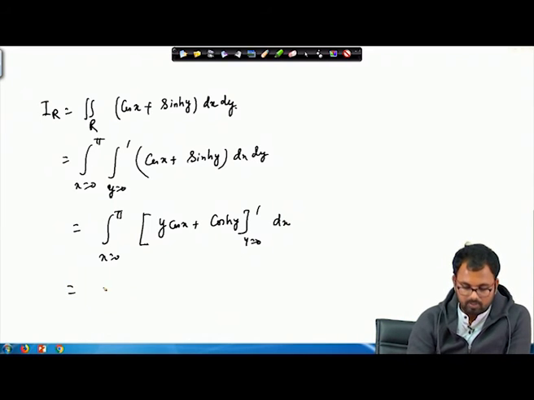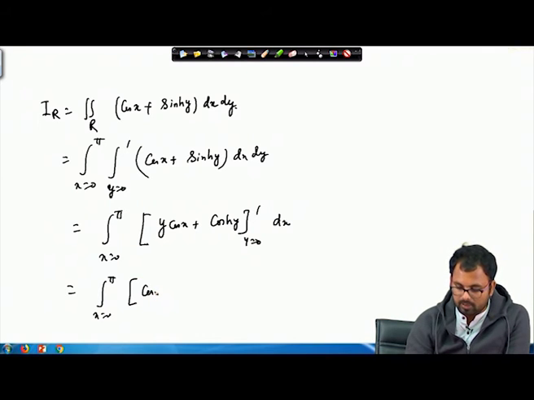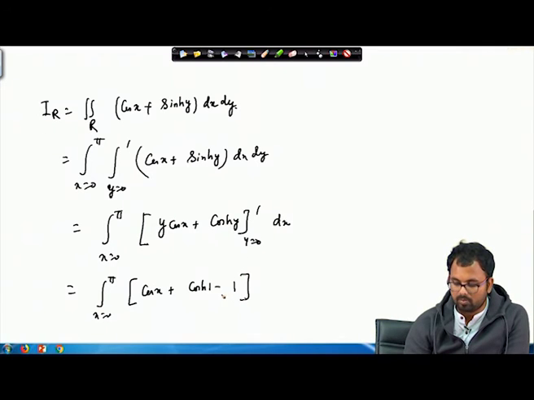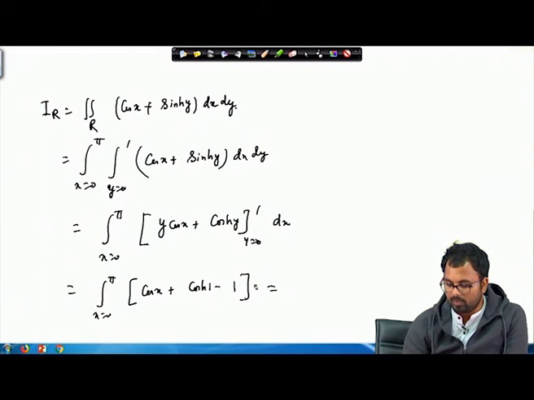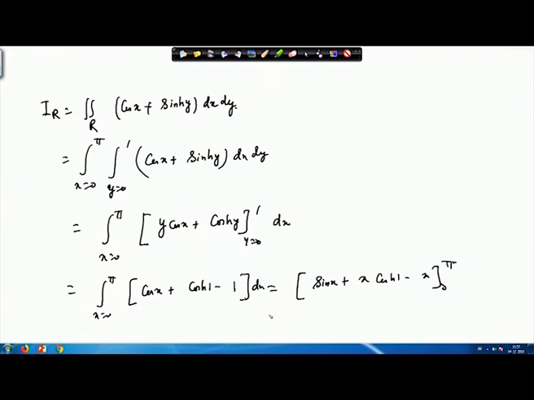So, this will reduce to the integral with x running from 0 to pi of cos x plus cos hyperbolic 1 minus 1, because cos hyperbolic 0 is 1. So, cos hyperbolic 1 minus 1, and when we integrate, this will be sin x, x cos hyperbolic 1 minus x, from 0 to pi. So, sin pi is 0. So, pi times cos hyperbolic 1 minus 1.